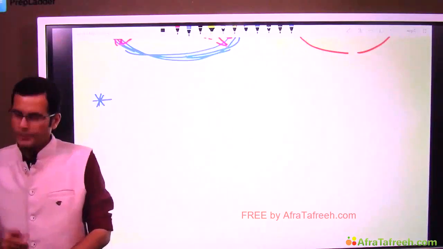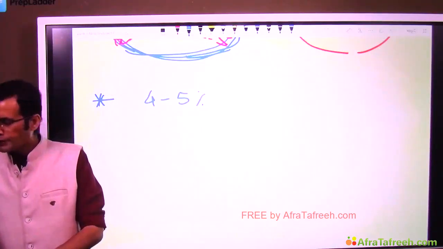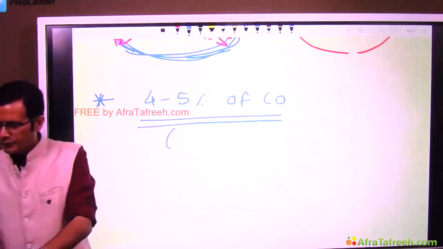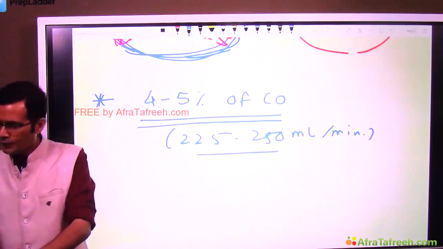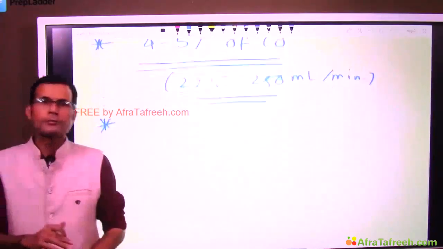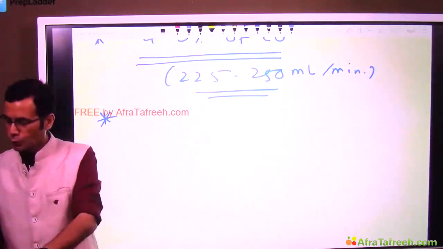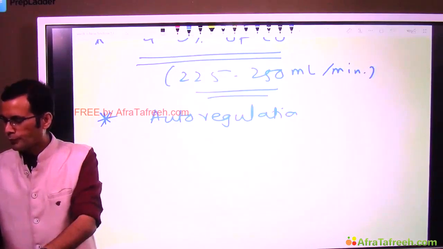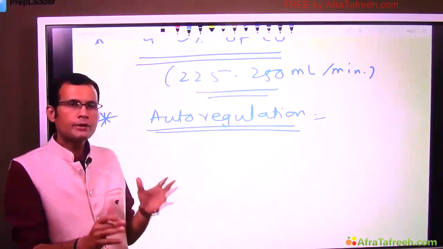Let's now understand some special characteristics. First point, coronary blood flow is about 4 to 5% of the cardiac output, 225 to 250 ml per minute. Roughly, that's the coronary blood flow under normal basal conditions. Second point is that the coronary circulation shows auto-regulation of the blood flow. That is, it regulates its own blood supply, its own blood flow.